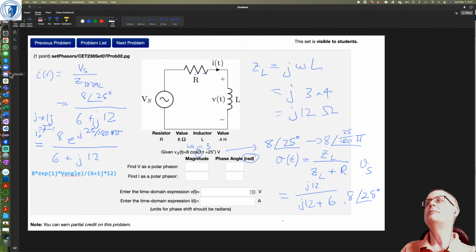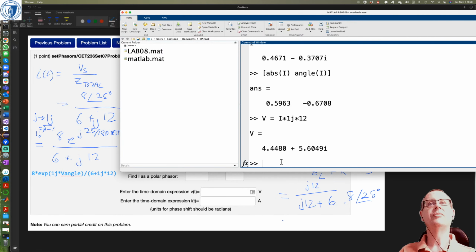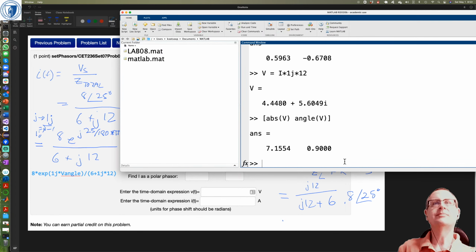And let's just see what that is in Matlab. Right, so V equals, and it's sort of the same thing, it's just IZ, right? I times 1 j12 times 12. Right, so there's our answer, and we want the angle, not the absolute value twice. And remember, the abs function is the absolute value or the magnitude of the complex number, and angle is the phase or the angle of the phasor. Okay, and let's see what that is.